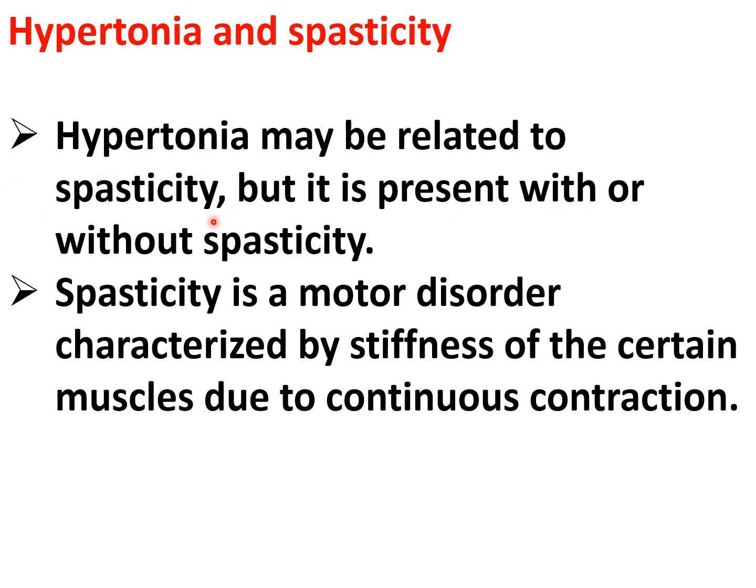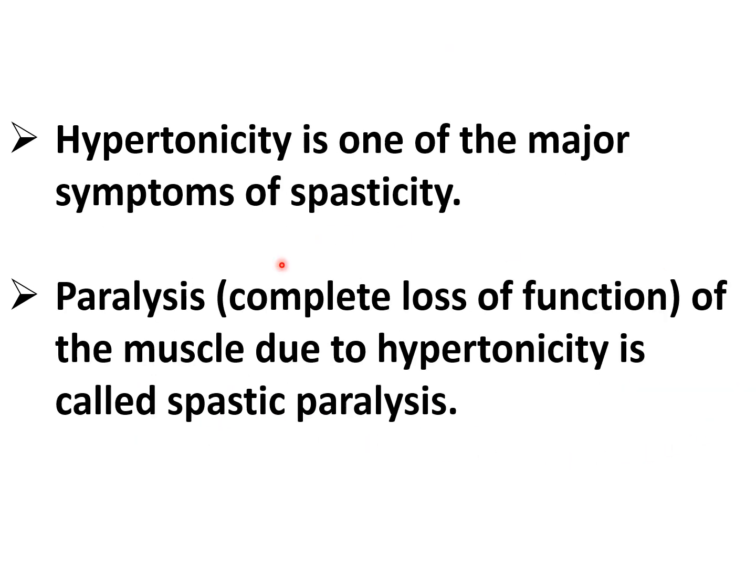Hypertonia may be related to spasticity, but it is present with or without spasticity. Spasticity is a motor disorder characterized by stiffness of certain muscles due to continuous contraction. Hypertonicity is one of the major symptoms of spasticity. Paralysis means the complete loss of function. So paralysis of the muscle due to hypertonicity is called spastic paralysis.